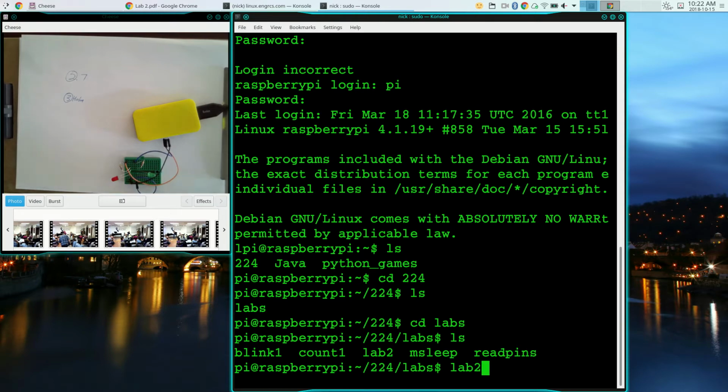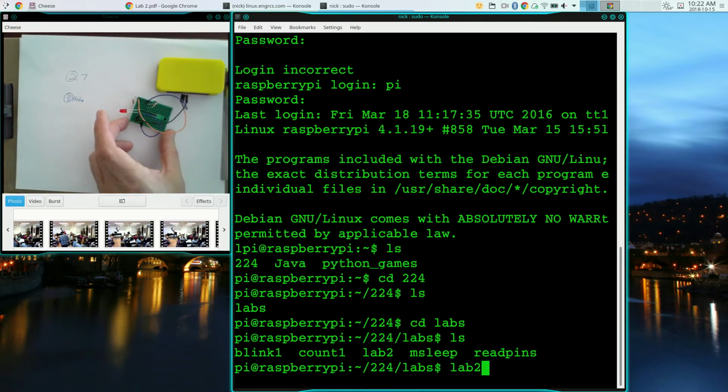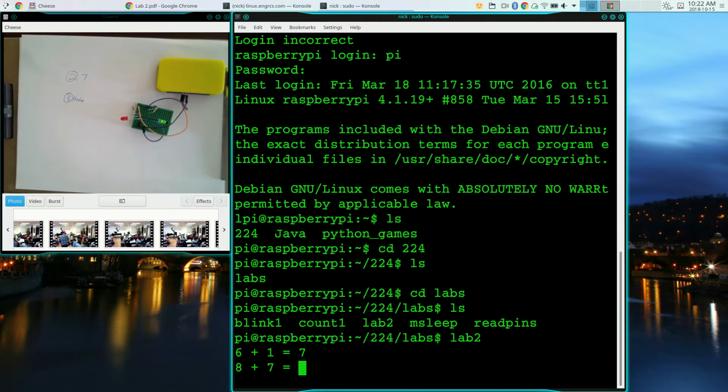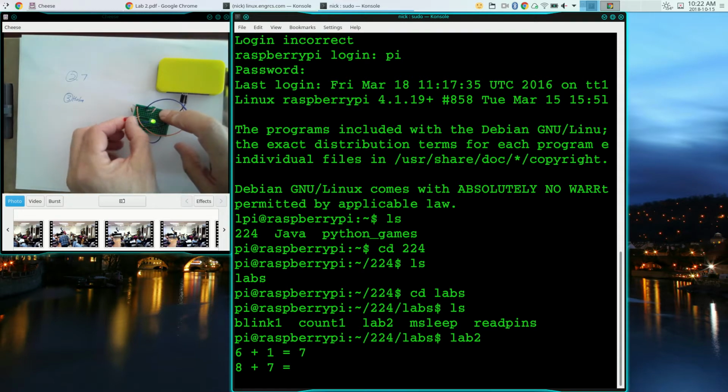All right, so lab 2 is a shell script. Okay, it's a bash script. And here's what it does. It prints out a random math question. Okay, 6 + 1 =, and you type in the answer, hit enter, and if you get the answer right, the green LED lights up. All right, so it says, yeah, you got it right.